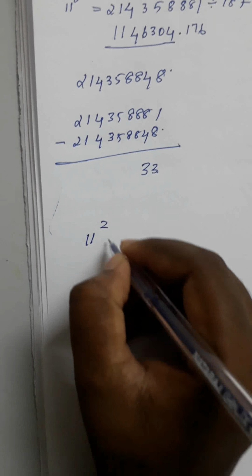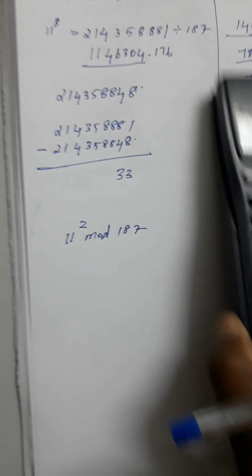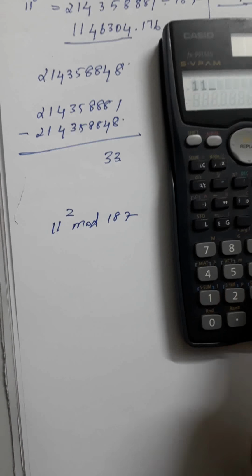11 power 2 mod 187. Now 11 into 11 is 121. So 121 mod 187. As it is a smaller value than 187, the value after the mod, you write the value as it is. Next is 11 mod 187. As it is a smaller value, write it as it is.